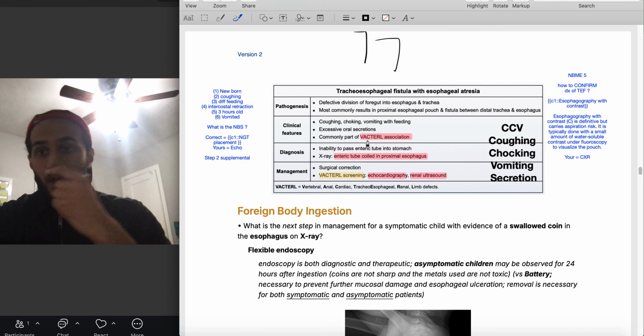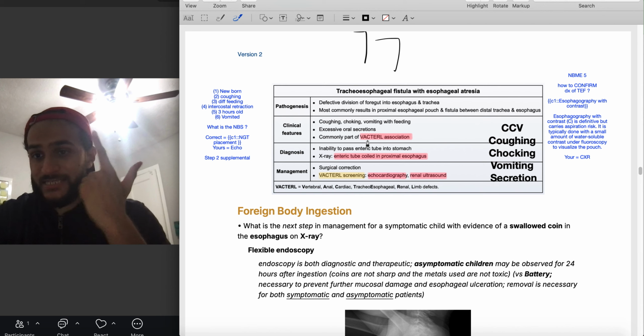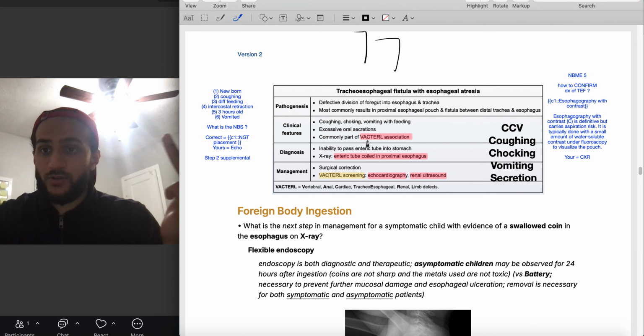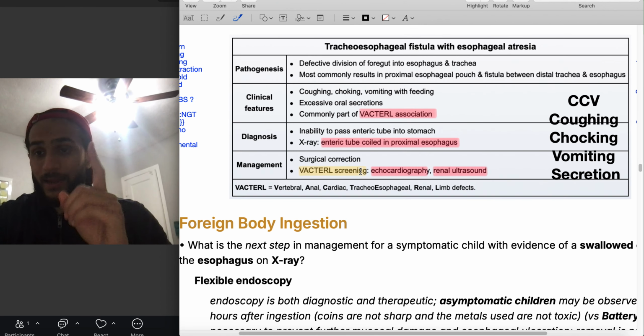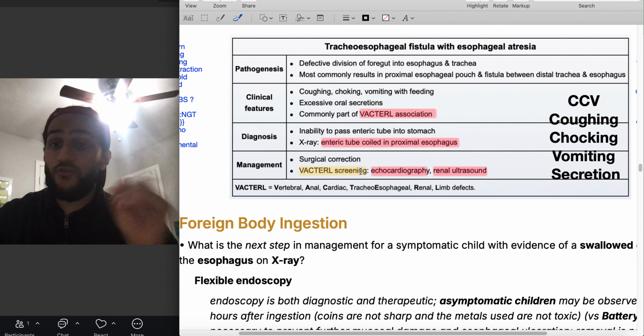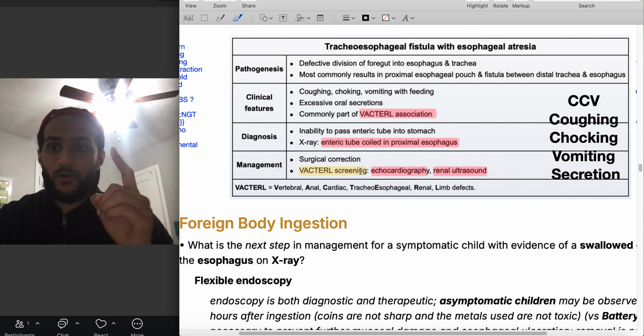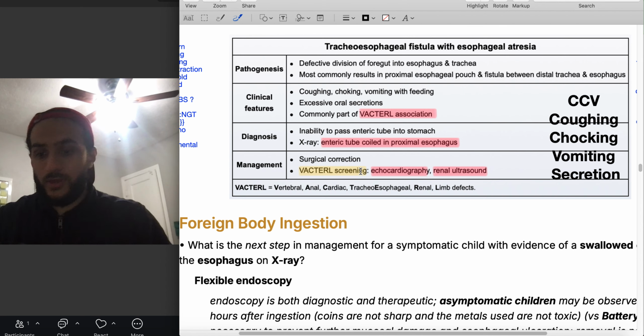This is part of VACTERL association. So what is VACTERL? V is vertebral abnormalities, A is anal atresia, C is cardiac abnormalities, T is tracheoesophageal problems, R is rectal problems, L is limb defects. So R, but I messed it up. It's not rectal, it's going to be renal problems. So we're going to be seeing this over here, and then we can come over here.